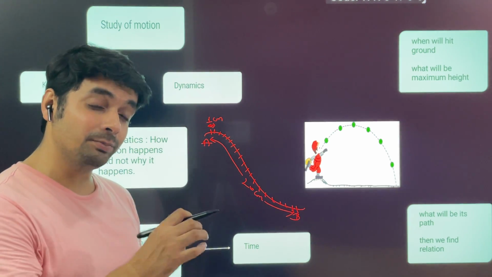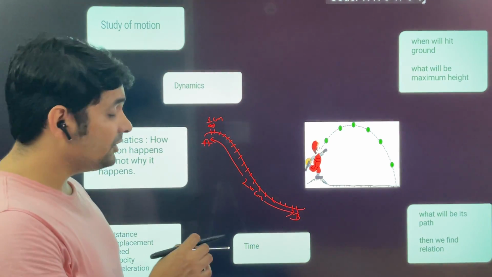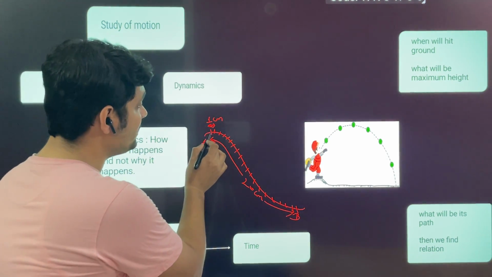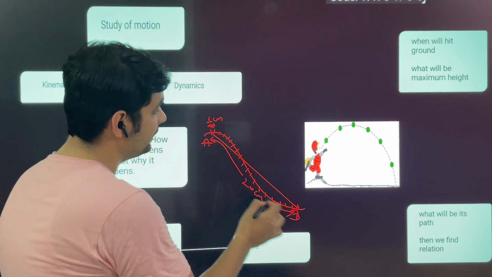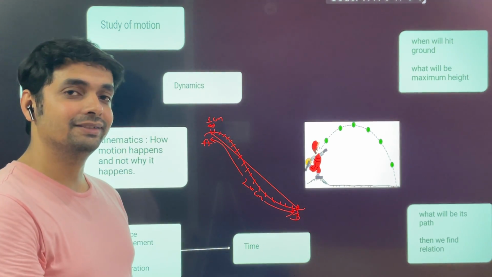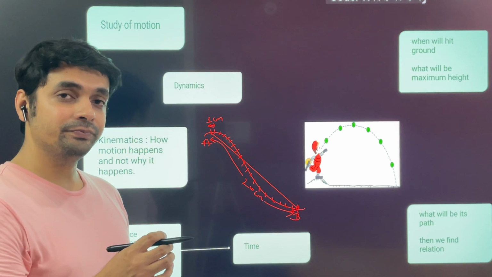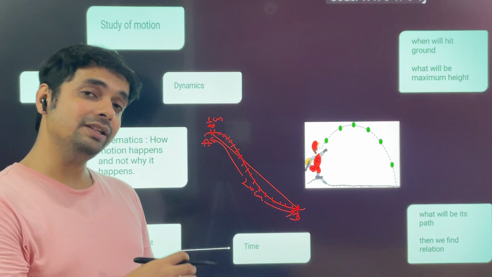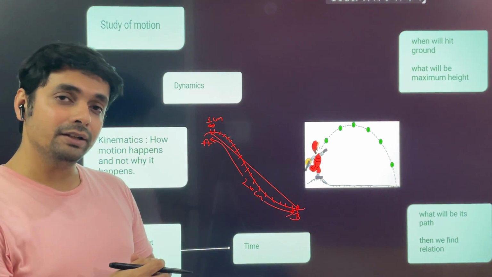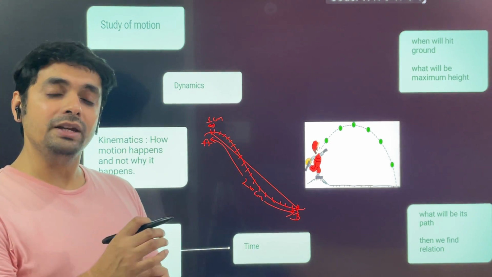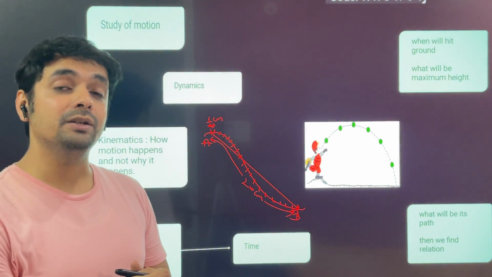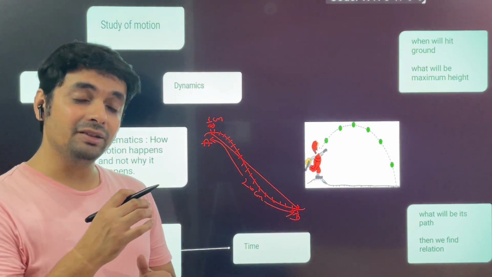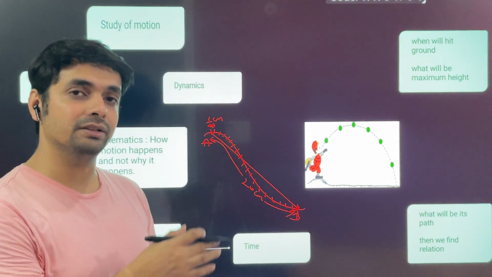But if I ask what is the displacement between A and B, then it is the shortest distance between A and B. The shortest distance is only one, that is a straight line between A and B. Now, the basic difference between distance and displacement is that in distance we are not considering the direction. We are only measuring the total length between the initial and final position, whatever the path we are going through. But in displacement, we should have one specified direction.